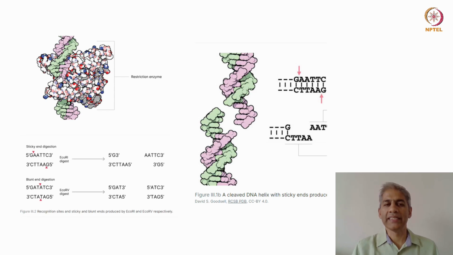So you can have two kinds of cuts which restriction enzymes can produce. A sticky end digestion will produce these overhangs, and a blunt end digestion produces cuts which are without overhangs. Another thing to note is that restriction enzymes recognize what is called a palindromic sequence. So going from the 5' end to the 3' end, it reads the same on both strands.